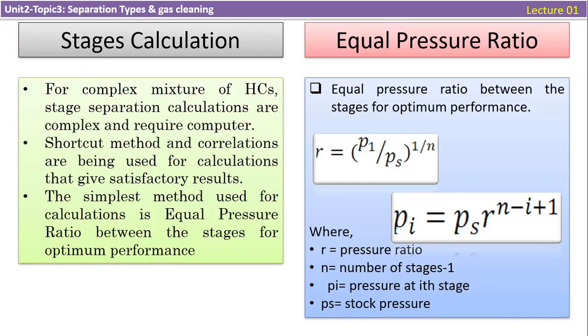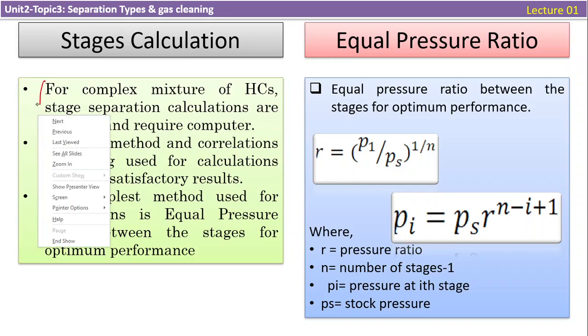Then there are some calculations for the stage separation. So now let us look at the calculation. The calculation for the stage separation is basically to find out the pressure. That is the basic calculation. For a complex mixture of hydrocarbons, stage separation calculations are complex and require a computer.